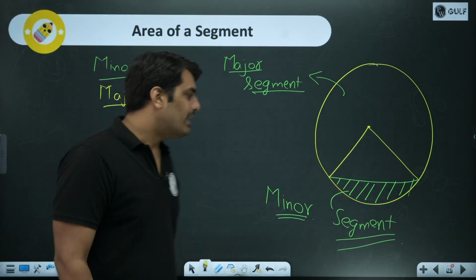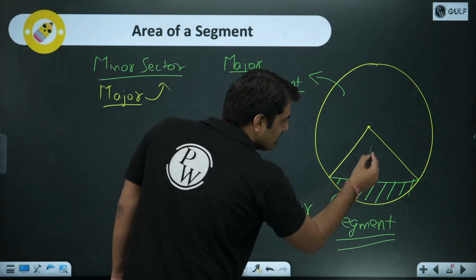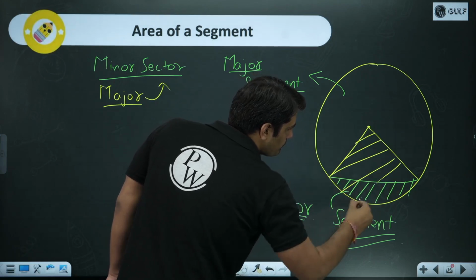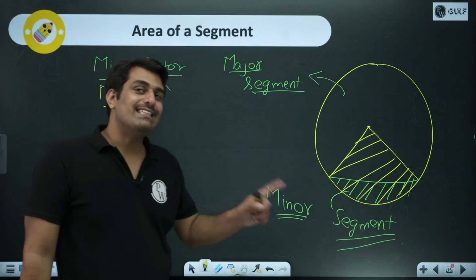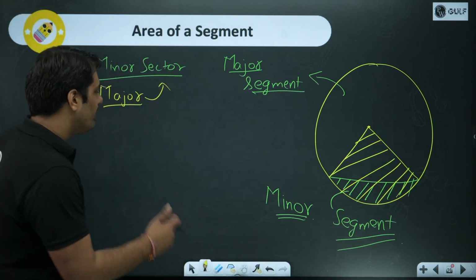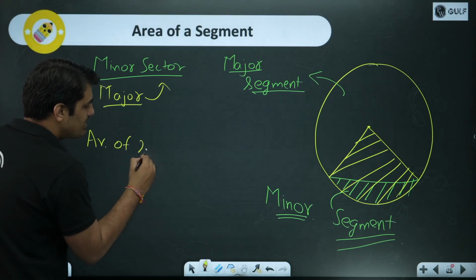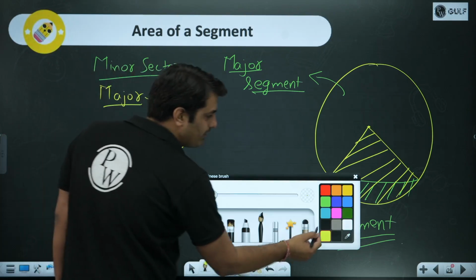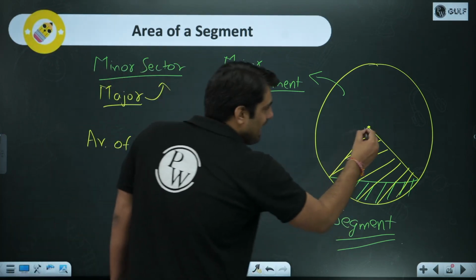We have already done the area of the sector. So if I talk about the sector, this was the complete sector. The yellow shaded line is the sector. So if I calculate the area of the sector, and from the area of the sector, I subtract the area of the triangle, this triangle.